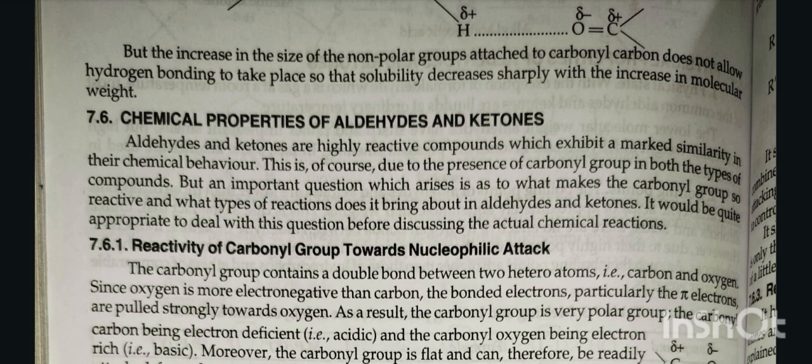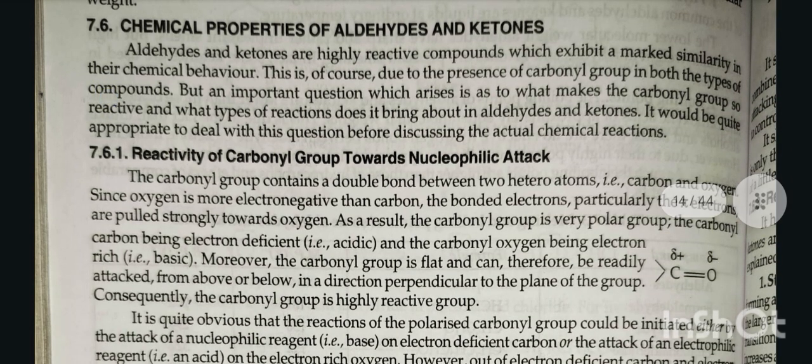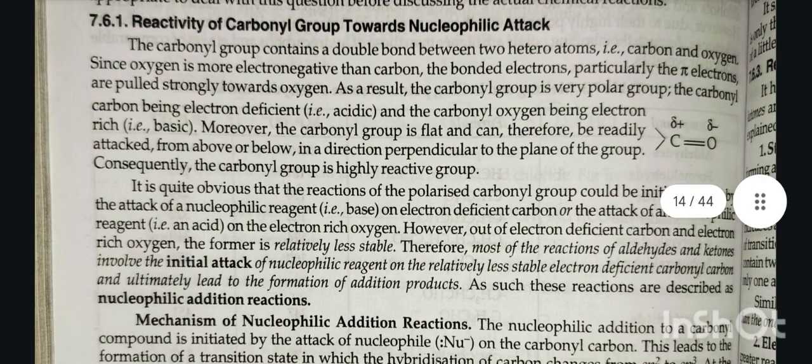Chemical properties of aldehydes and ketones. Aldehydes and ketones are highly reactive compounds which exhibit a marked similarity in their chemical behavior. This is of course due to the presence of the carbonyl group in both types of compounds. But an important question which arises is what makes the carbonyl group so reactive, and what type of reaction does it bring about in aldehydes and ketones. It would be quite appropriate to deal with this question before discussing the actual chemical reactions.